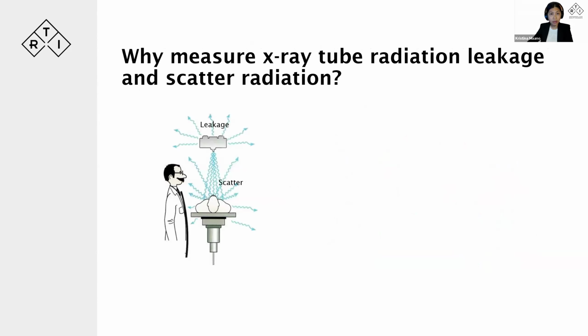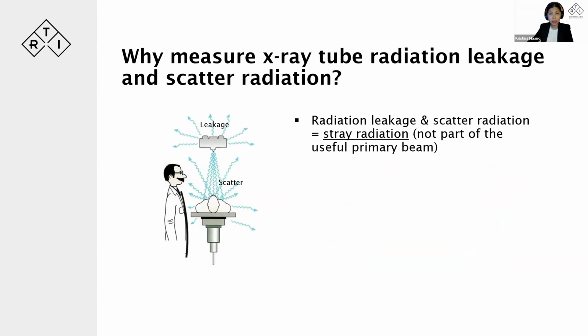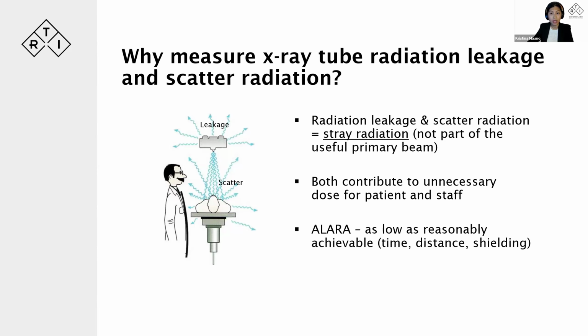So why is it important for us to measure the X-ray tube radiation leakage and scatter radiation? Both of these contribute to the unnecessary radiation dose to the patient and the staff. As we said, these are not part of the primary beam, which is the useful beam. We call this stray radiation. And here we recall the concept of ALARA, or as low as reasonably achievable. Simply put, ALARA is our guideline for avoiding exposure to radiation that does not have direct benefit to the patient as well as to the staff. Even if the dose is very small, we have to avoid it.